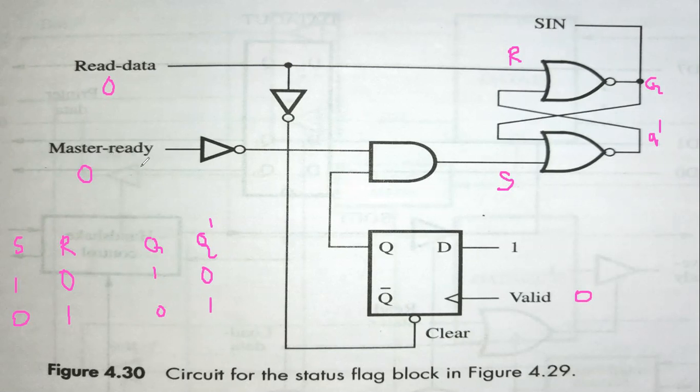So master ready, if it is equal to 0, then not of that will be equal to 1. Valid, if it is 0, here also we are going to get 0. With the AND operation, here you will be getting 0, and here you will be getting 0 itself. Then at this particular point you will be getting 0 and here you will be getting 1 exactly. Clear? That is how your latch works. Because of this, Sn will be set to 0 itself.